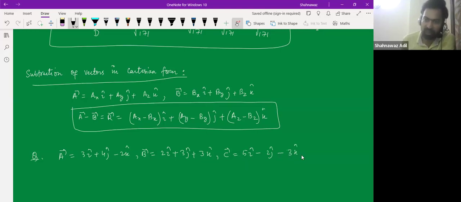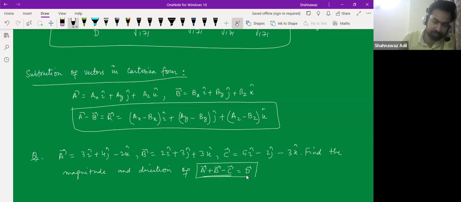And then you have to find the magnitude and direction of A plus B minus C. Let's call it a D vector. So find the magnitude and direction of this A plus B minus C. Please do this thing. Okay, sir. So everything is same, only you have this minus C vector. Yes, sir.